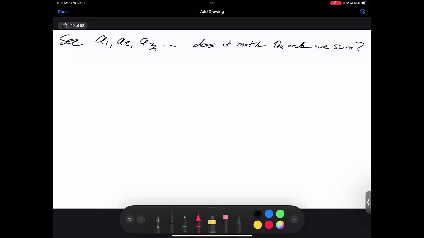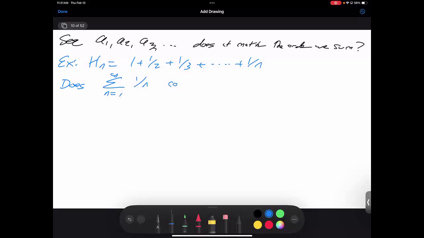What do you think? Well, sometimes it matters. And so one of the purposes of this class, advanced analysis, is talking about when does order matter? So for example, we could say, Hn is the nth harmonic number. It's 1 plus 1/2 plus 1/3 plus up to 1 over n. Does the sum, n going from 1 to infinity of 1 over n, converge or diverge? What do you think?